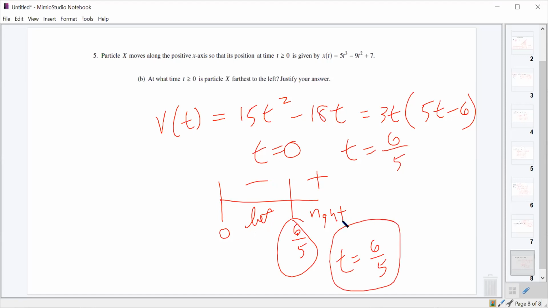And your justification would be the particle is moving left on the entire interval from 0 to 6/5, but then begins moving right at t equals 6/5. Does that make sense to everybody? Everybody good with that one?